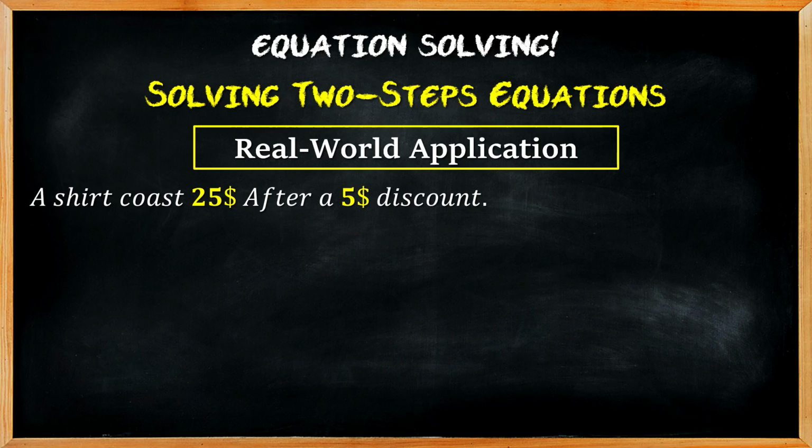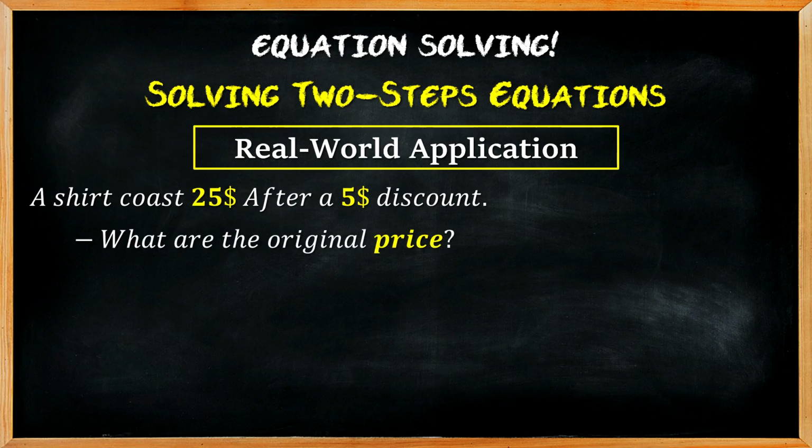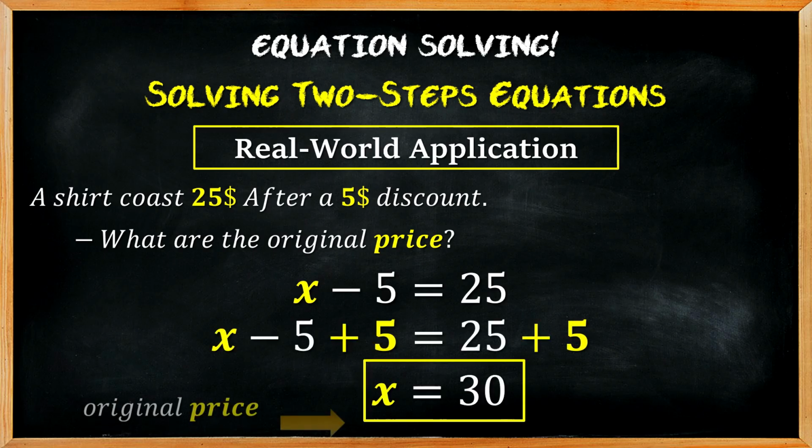For example, imagine you're shopping and find a shirt that costs $25 after a $5 discount. If you want to find the original price, you can set up the equation original price minus 5 equals 25. We can write this as x minus 5 equals 25, where x represents the original price. To solve this two-step equation, we first add 5 to both sides.